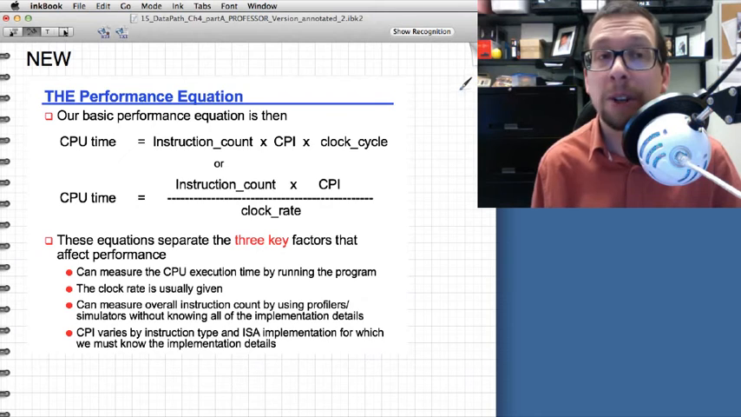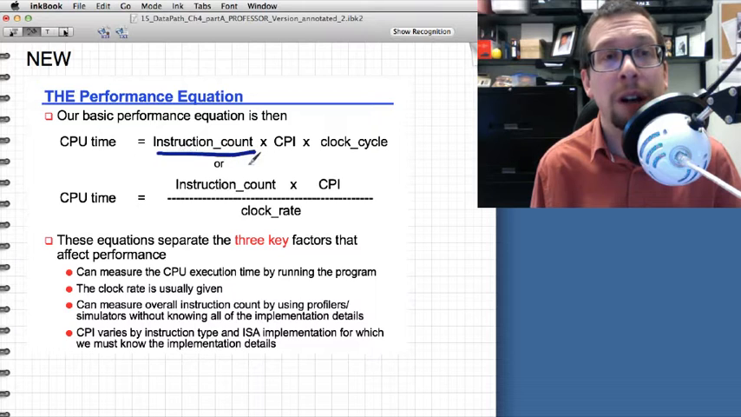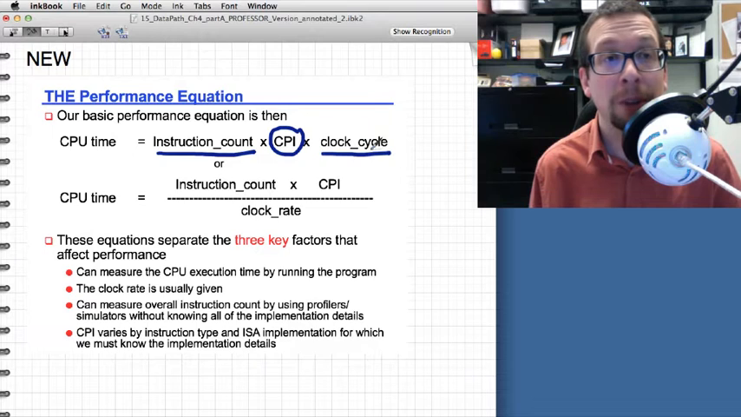Now, we have something called the performance equation, and basically what you do with that is you say that for the number of instructions that you've got in a particular type of program, you multiply it by the CPI number, and you multiply that by the actual time it takes to complete a clock cycle. All right, so that's the period of the CPU clock.